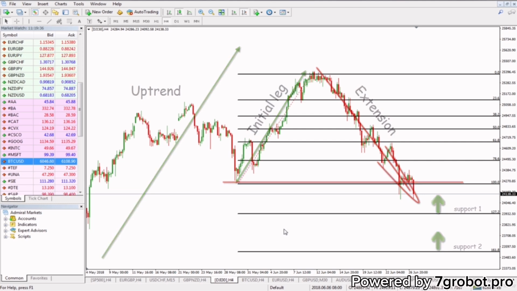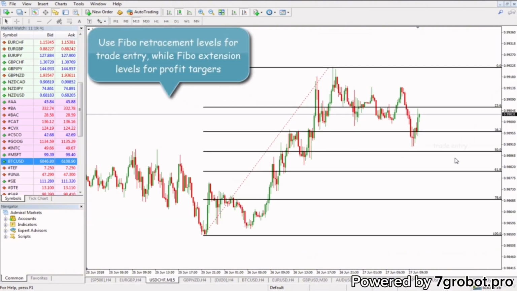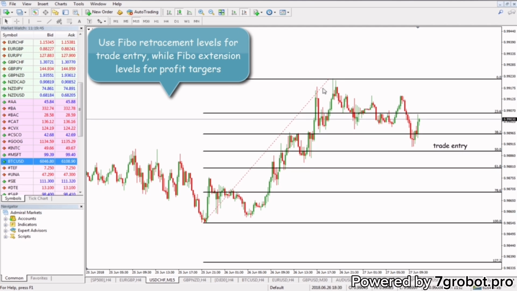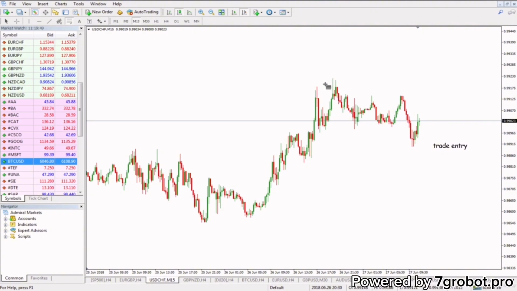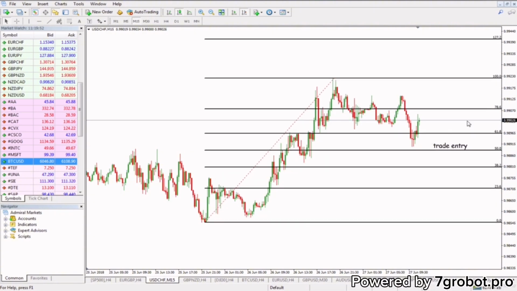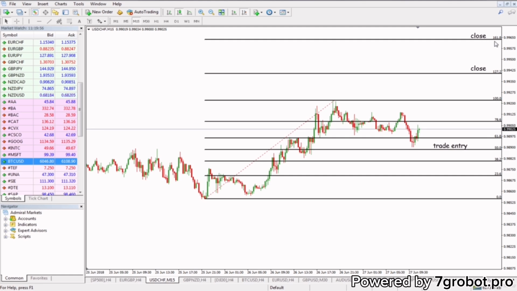The sixth rule. Fibonacci retracement levels are mostly used as levels at which traders open their trades, while Fibonacci extension levels are usually used as potential profit targets, but in a situation where extensions are measured in a different way. I will also explain this in the Fibonacci extension levels lesson.